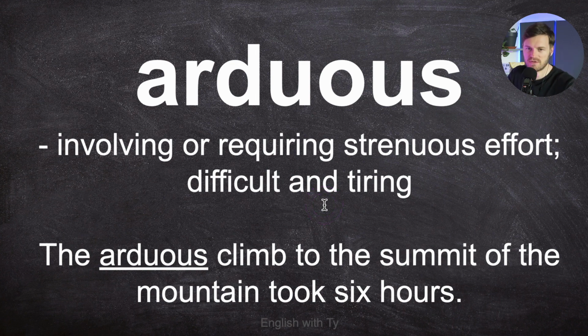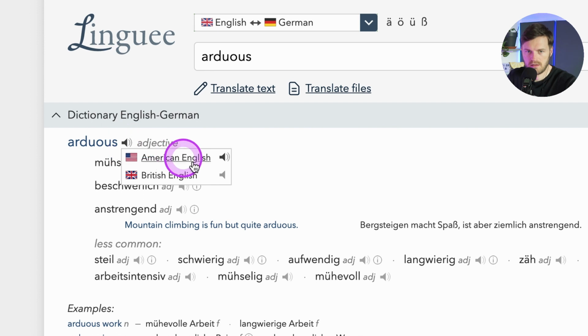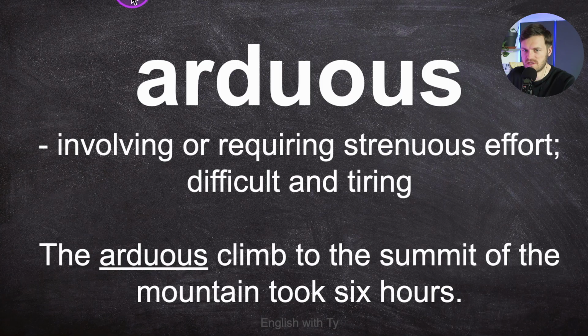Well, it can be difficult or tiring. Let's listen to the different pronunciations again. Arduous. So again, the A at the beginning is a little longer in British English. But in my opinion, they're very similar again. British English and American English are very similar in many cases, and especially if there's a word with A. Arduous.